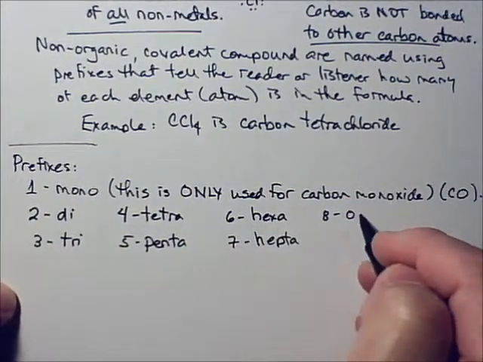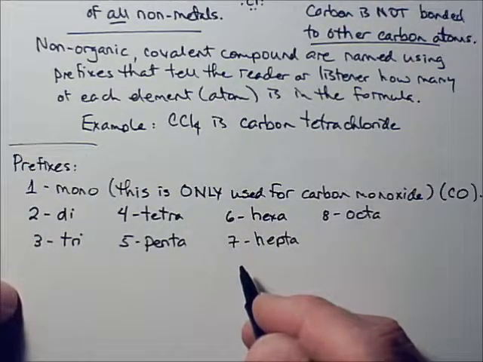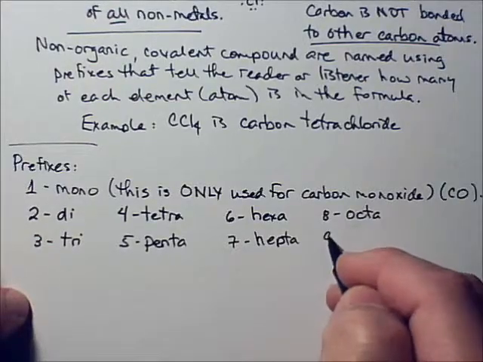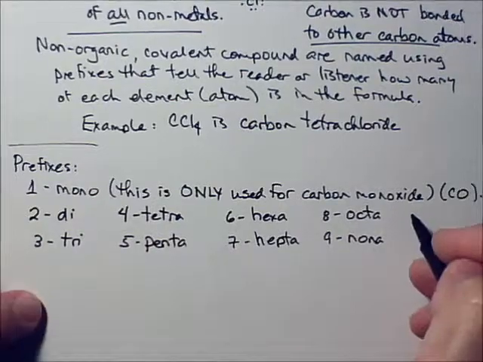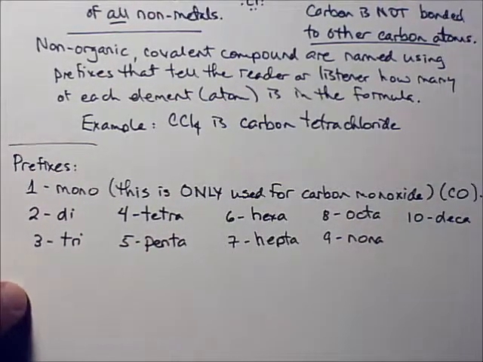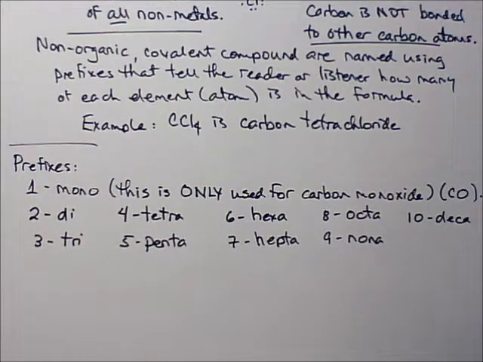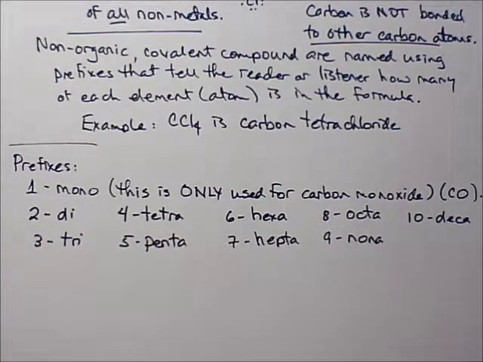8, octa, like an octopus has 8 arms, 8 tentacles. 9 is nona. 10 is deca, like 10 years is a decade. Will we actually go this far naming compounds? Well, maybe not, but you need to know all 10. You need to know all 10.